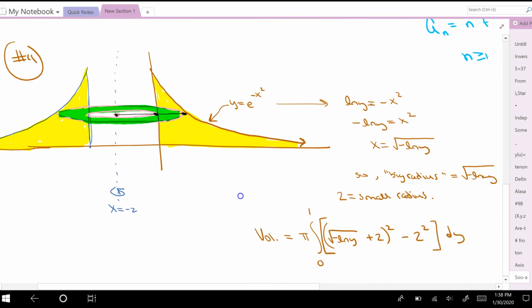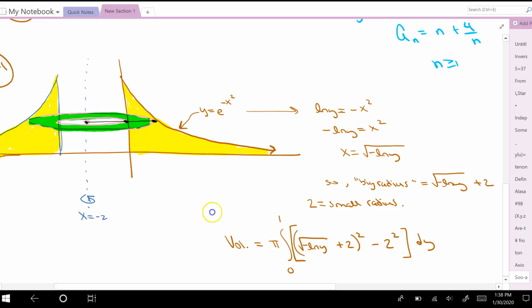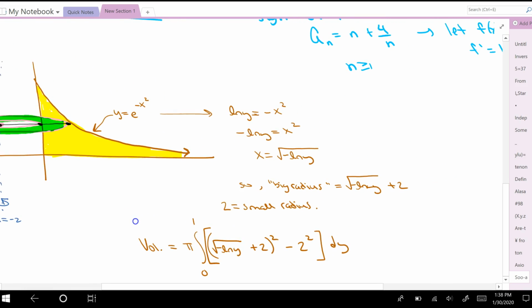All right, here's number 4. I promised I'd do it out for you. So question number 4, here's the setup. Let's just look at that part of it first.